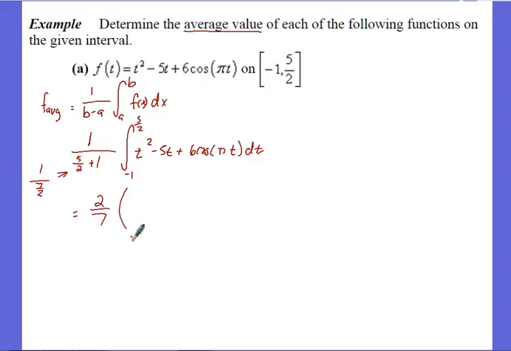So this 2/7, just like before, always gets multiplied by everything. So integrate for me. 1/3 t cubed minus what?